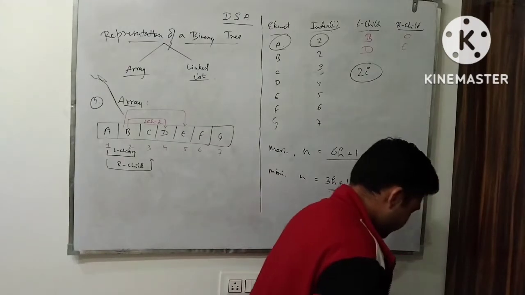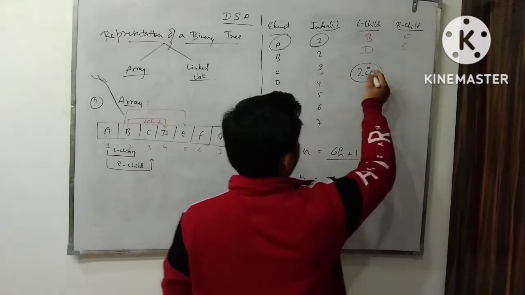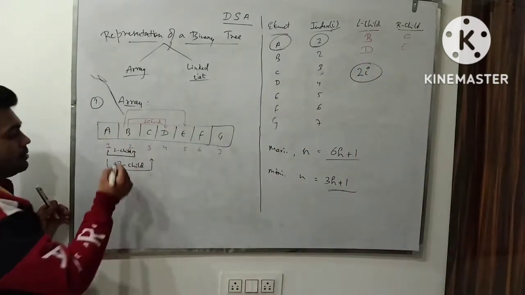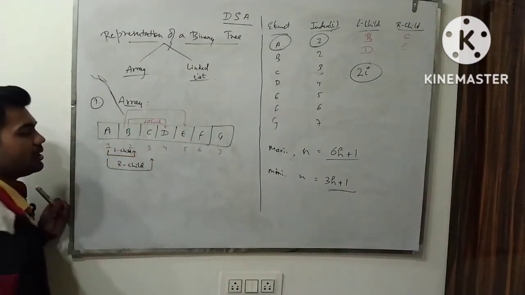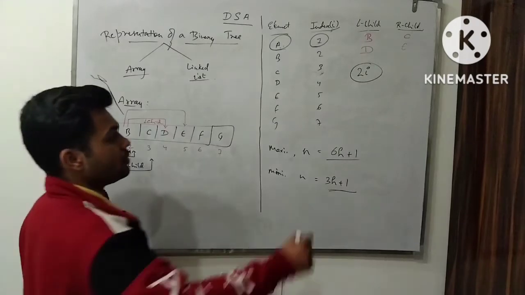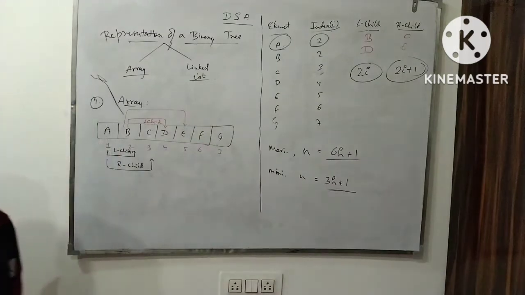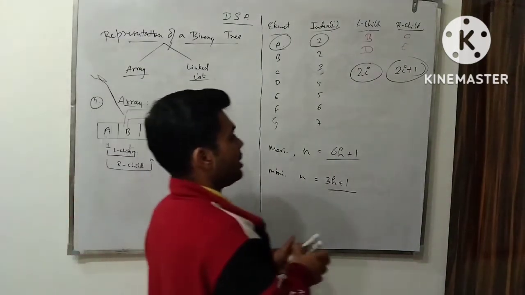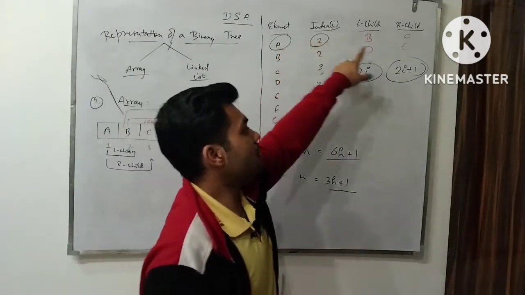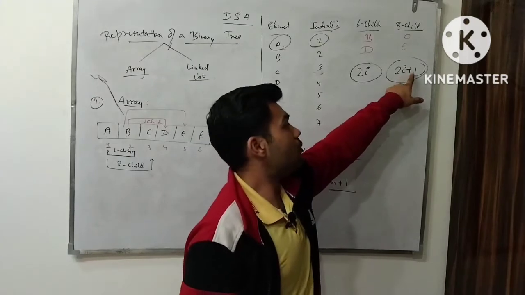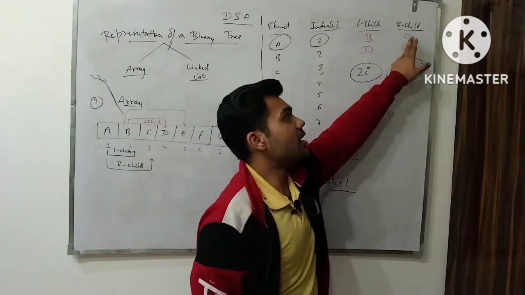Now let's come to the right child. If B is the left child, its next position element is the right child for the parent node, so the formula will be 2i plus 1. You can again simply put the value of i and check. A is at the index 1, 2 ones are 2, 2 plus 1 is 3. C is at the index 3, so C becomes the right child of A.